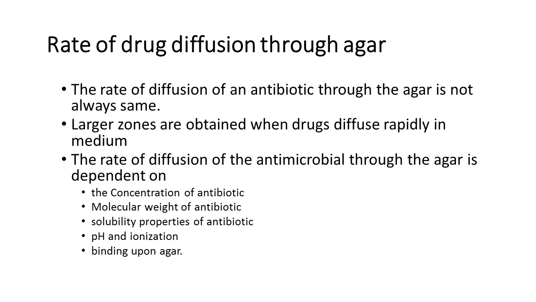The rate of diffusion of the antibacterial through the agar depends on the concentration of antibiotic loaded into the disc and the molecular weight of the antibiotic. When molecular weight is higher, movement is low. It also depends on the solubility properties of the antibiotic; if the drug is soluble rapidly, it can diffuse easily. The pH and ionization we will discuss later. And binding upon the agar medium.